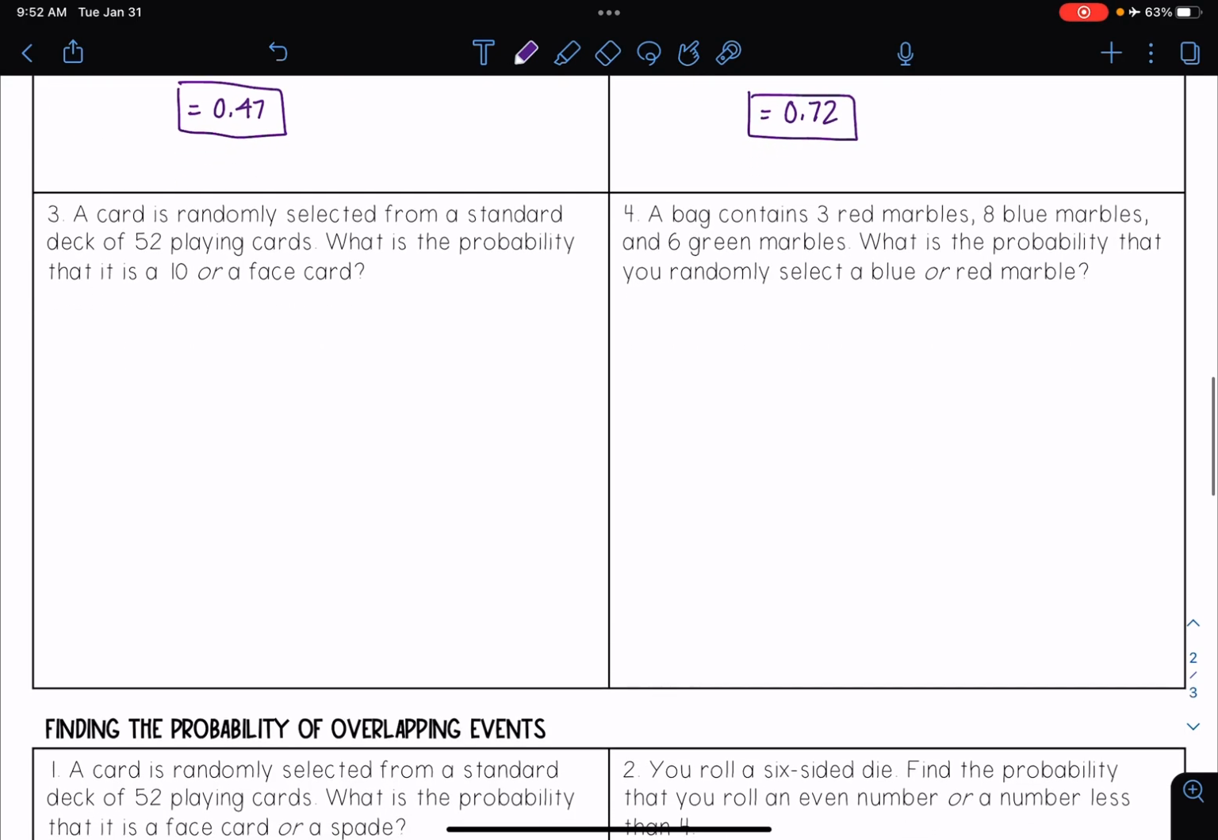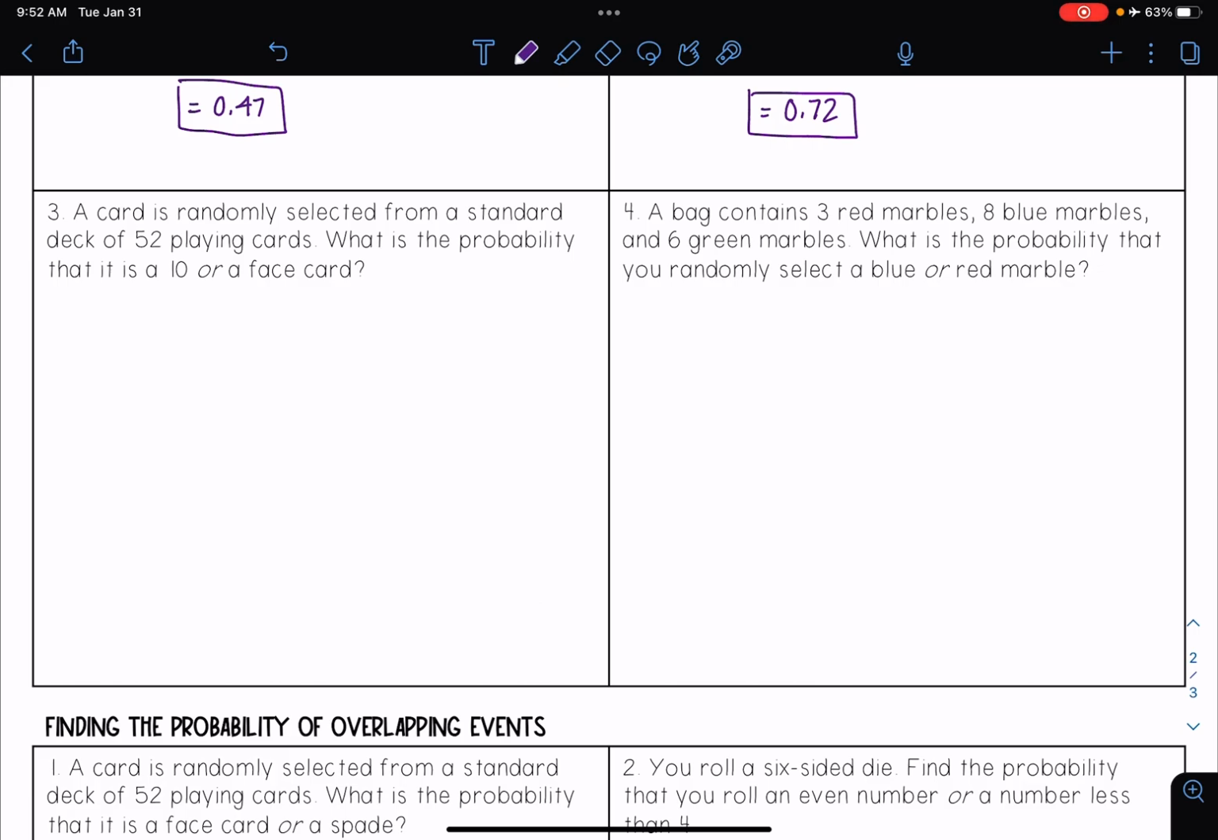Okay, now let's look at some real-world examples. So number 3 says a card is randomly selected from a standard deck of 52 playing cards. What is the probability that it is a 10 or a face card? Well, here I need to first determine whether it's disjoint or overlapping. I know these are given as disjoint, but when you get to your homework, you're going to have to determine whether these are disjoint or overlapping.